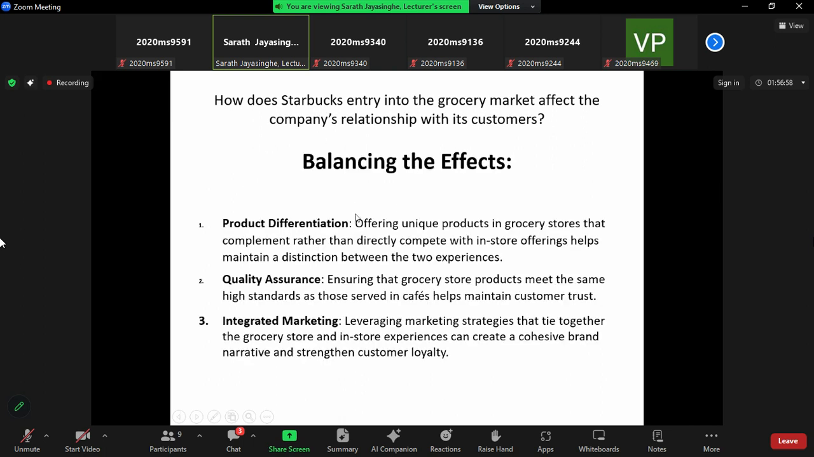Then you have to balance these two effects, negative and positive. You can see product differentiation: offering unique products in grocery stores that complement rather than directly compete with in-store offerings helps maintain the distinction between the two experiences. So you have to differentiate, offering some features in grocery stores and different offers or variations in coffee cafes. Then quality assurance: ensuring the grocery store products meet the same high standards as those served in the cafe. And then integrated marketing: leveraging marketing strategies that tie together the grocery stores and the in-store experience can create a cohesive brand and strengthen customer loyalty.